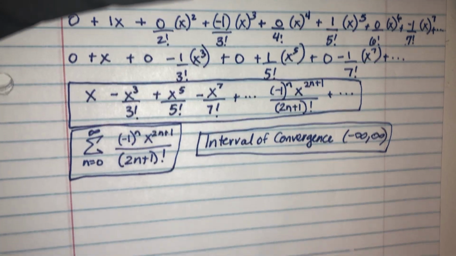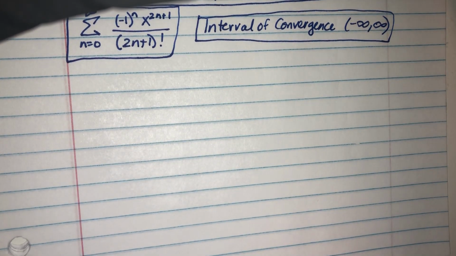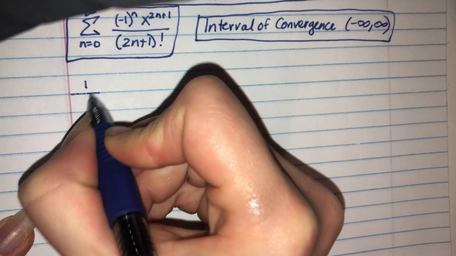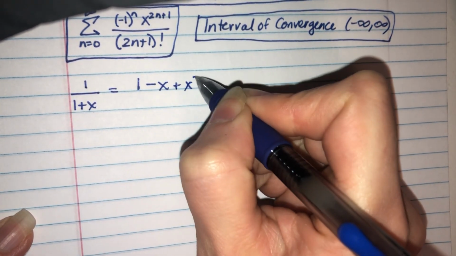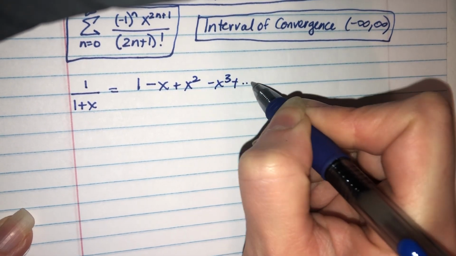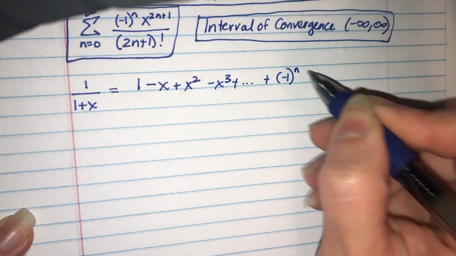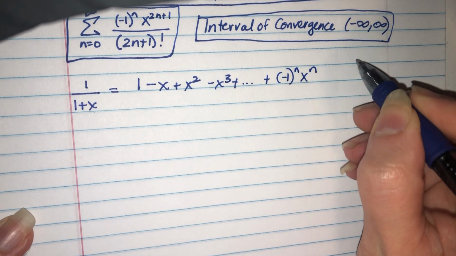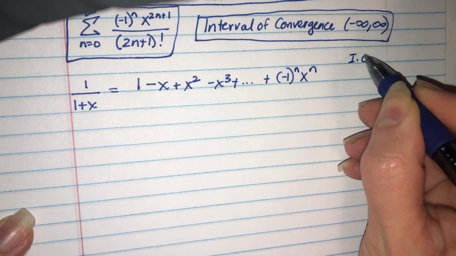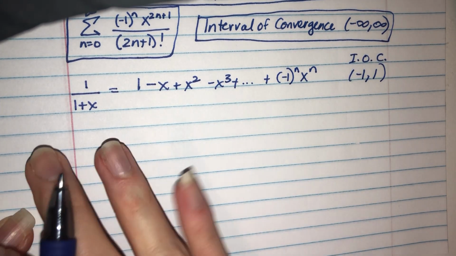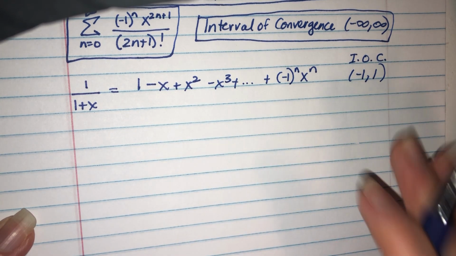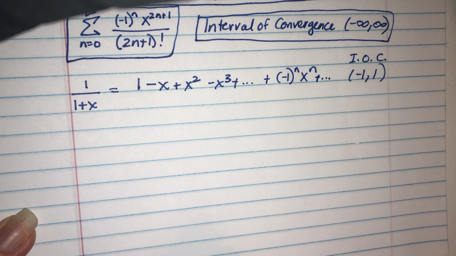Okay? Now, if you are a person who really is good at memorizing things, it might be helpful if you know 1 over 1 plus x as well. It is 1 minus x plus x squared minus x cubed plus dot dot dot plus negative 1 to the n times x to the n. And its interval of convergence is from negative 1 to 1. This is not required. You could generate this out if you needed it. Whoops, I forgot the plus dot dot dot at the end. But it might be helpful if you know that.